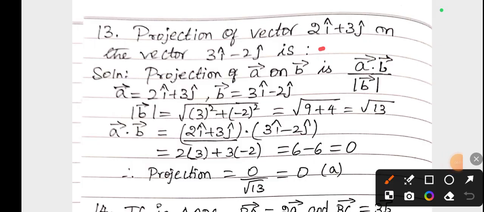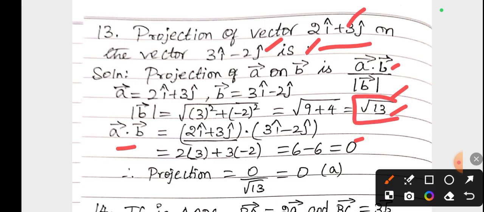Projection of vector 2i cap plus 3j cap on the vector 3i cap minus 2j cap is what? So we know the projection formula. Projection of a vector on b vector is a vector dot b vector by magnitude of b vector. I consider the first one is a vector, second one is b vector. First find a dot b. Here a dot b itself we got 0. Since a dot b equals 0, there is no need to find the magnitude of b.